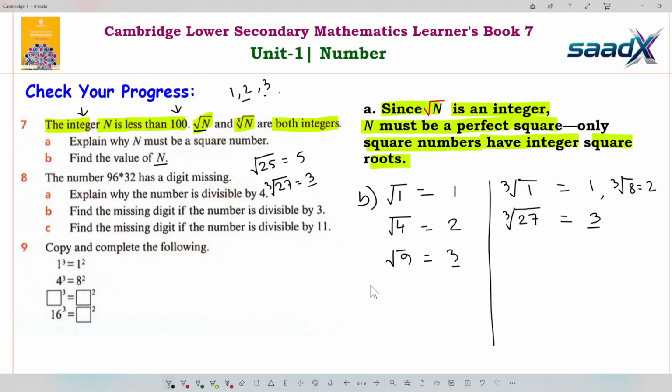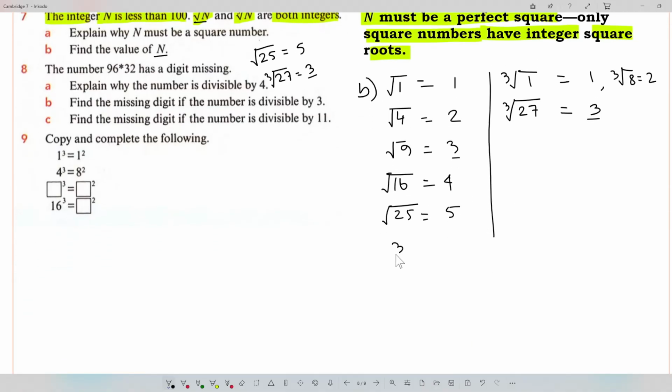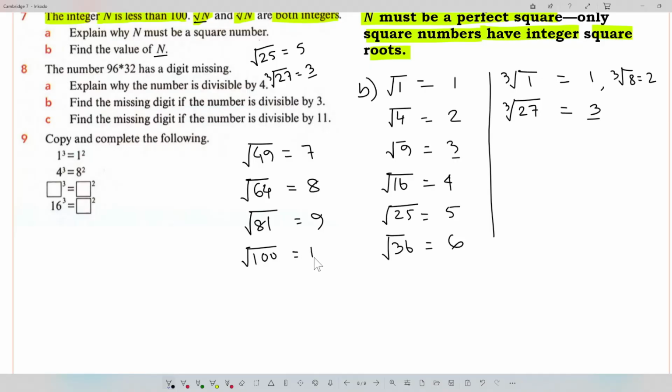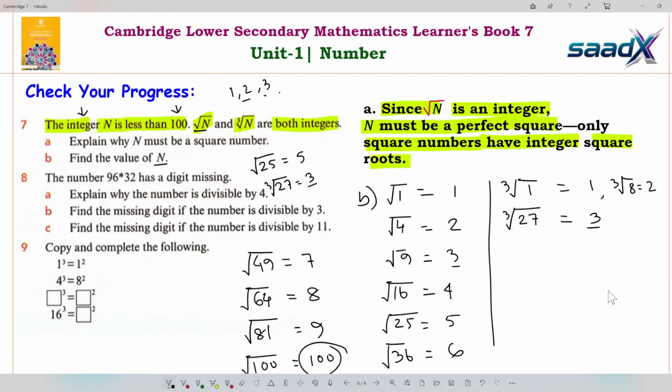So we have to find out when both are integers but n is less than 100. Same with 16, it will be 4. 25, once we take the square root, we get 5. They are all integers. Then the square root of 36 will be 6, the square root of 49 will be 7, 64 will be 8, 81 will be 9. And finally 100, the square root will be 10. But we have to find less than 100. So what about here?